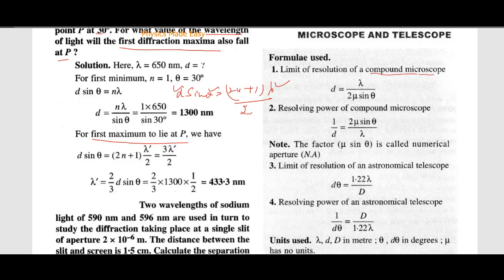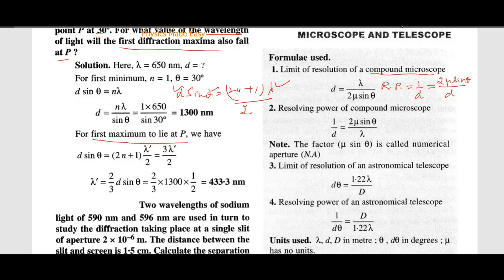Now the limit of resolution is d. Resolving power Rp is 1 by d, and this will be equal to 2 mu sine theta by lambda. Next is the resolving power of compound microscope.